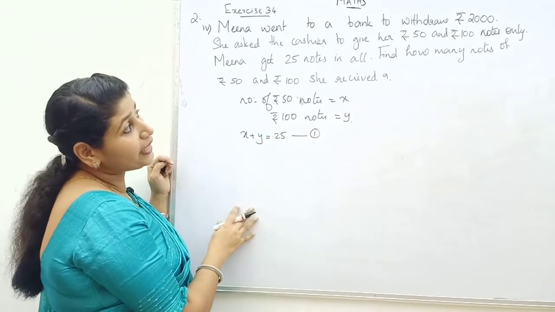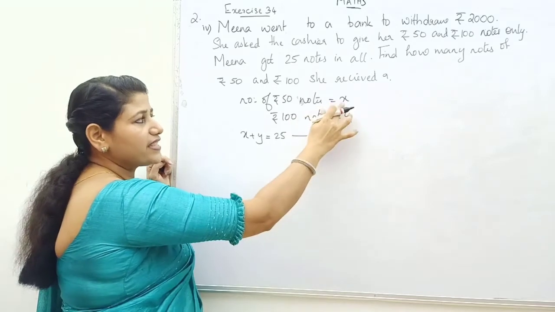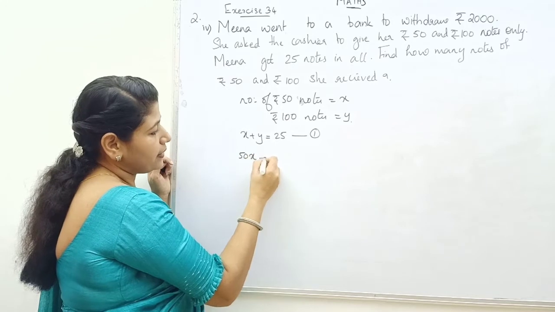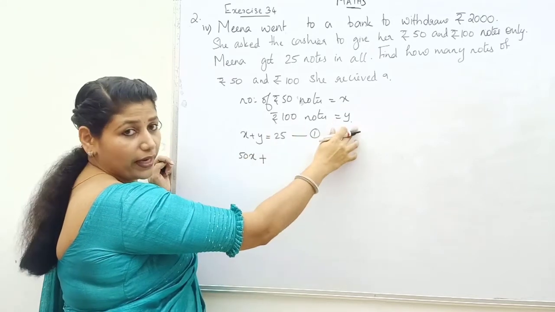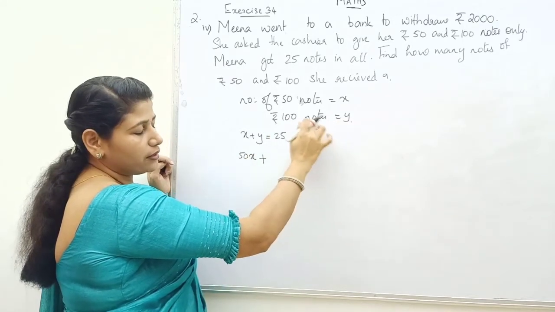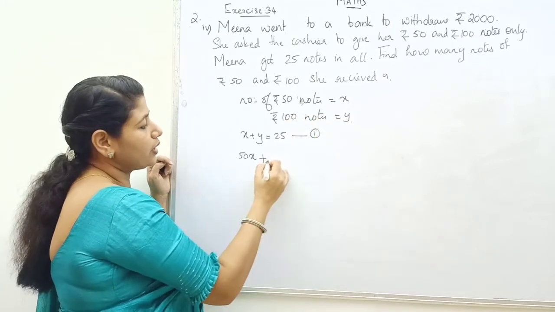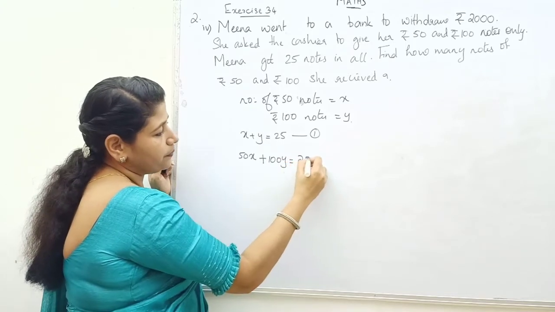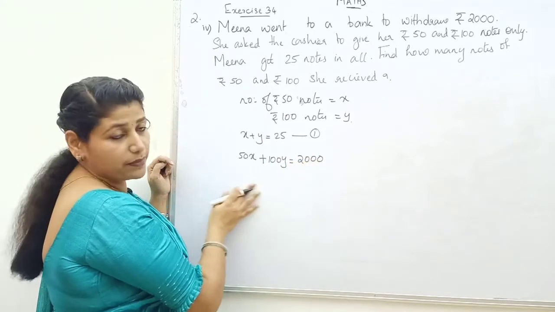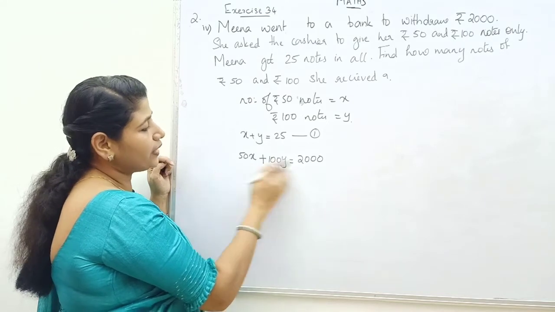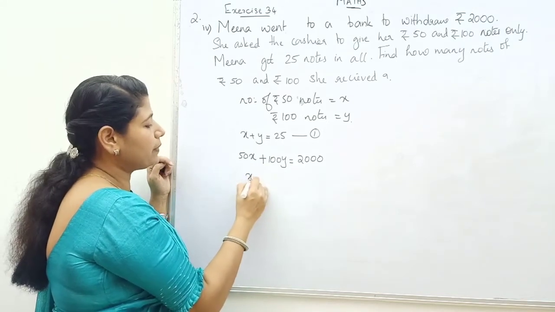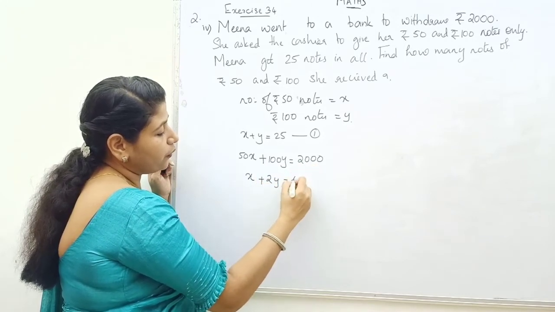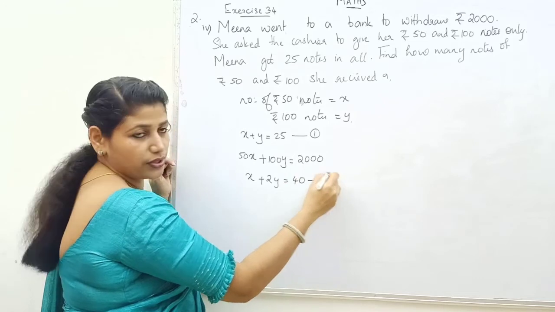And you know that the total amount is 2000. If you have x notes of 50 rupees, the total of 50 rupee notes is 50 into x. So 50x plus, and the 100 rupee notes as y, the total of 100 rupee notes is 100y. And altogether she got the amount 2000. We can divide all the terms by 50, since 100, 50 and 2000 are multiples of 50. So this will become x, 100 becomes 2y, and this will become 40. So this is your second equation.